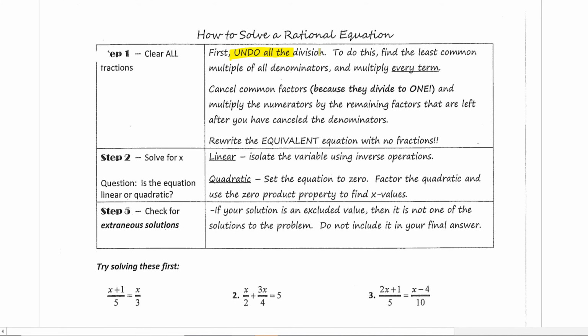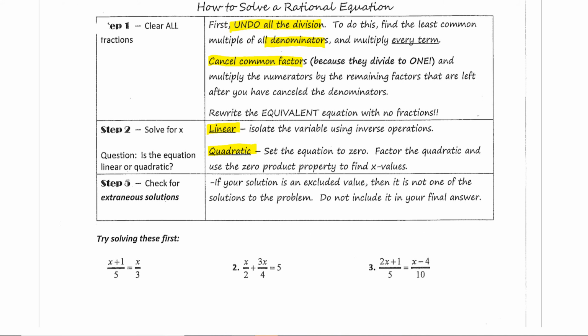Okay, turn to the next page. How do you solve a rational equation? First, you undo all the division. To do this, you find a least common multiple or a common denominator, and you multiply every term by that common denominator. Cancel common factors because they equal 1, and then you're going to either solve with a linear equation, just get x by itself, or you'll have a quadratic equation where you need to use your quadratic skills. How do you solve a quadratic? You factor, you square root both sides, or you use the quadratic formula.